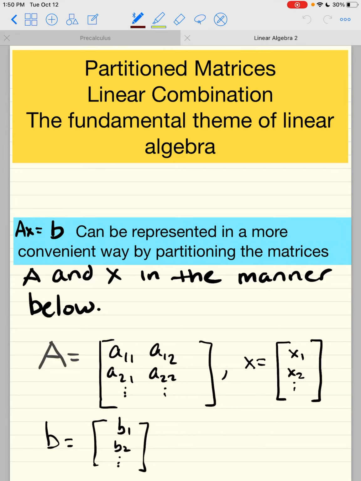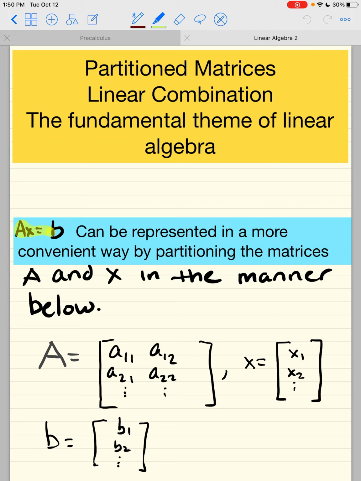Hey guys, welcome back. This is our last section of 2.1. In this section, I'm going to talk to you about partitioned matrices and linear combination, which is the fundamental theme of linear algebra. Okay, so we're going to run through this.